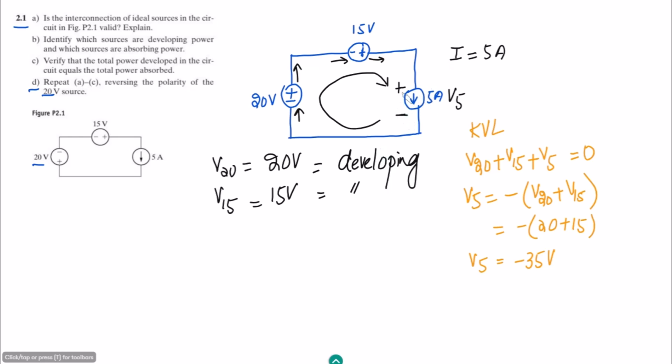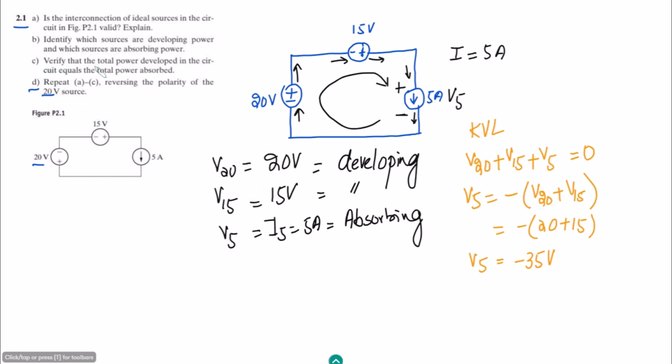Okay, so therefore as the current here is moving in from positive and coming out of this negative, this V5, which is the I5 source, and that is the 5 amperes, is the absorbing source. Okay, so this is the absorbing, while the two ones here are the developing ones.